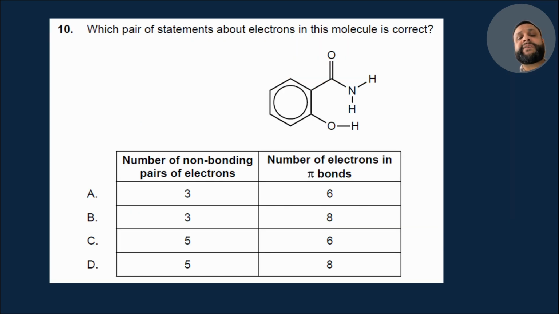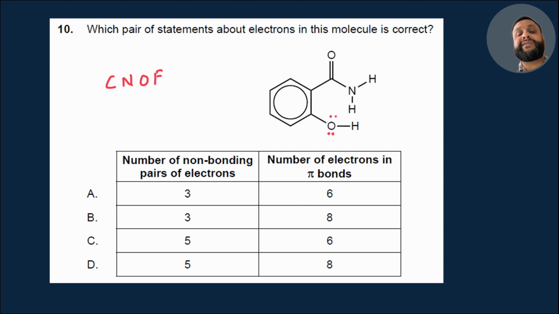Which pair of statements about electrons in this molecule is correct? Number of non-bonding pairs of electrons. So let's work out that first. Carbon, nitrogen, oxygen, and fluorine, they follow the octet rule. The oxygen which is attached to hydrogen, the hydroxy, that has 2 lone pairs. Okay, so 2, 4, 6, and 8.